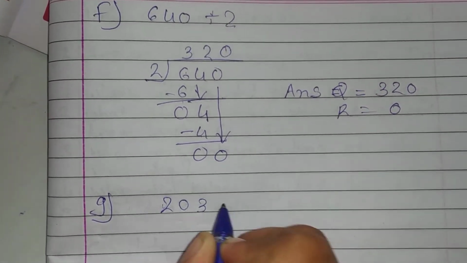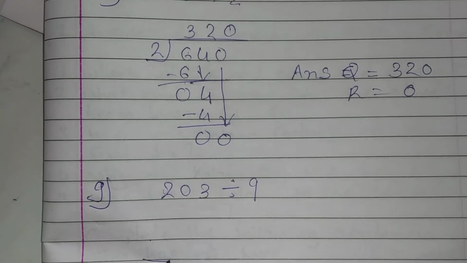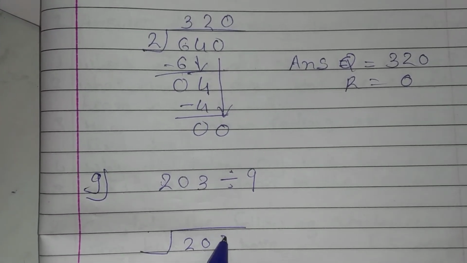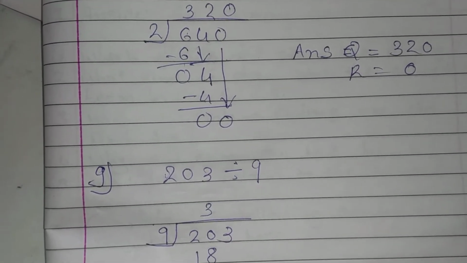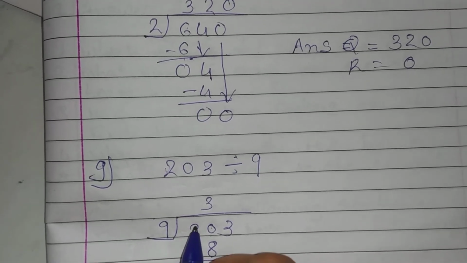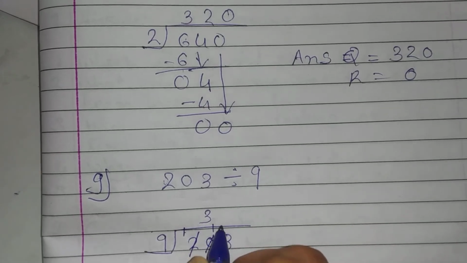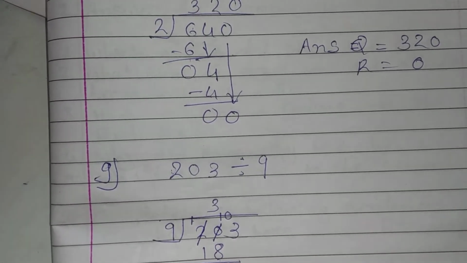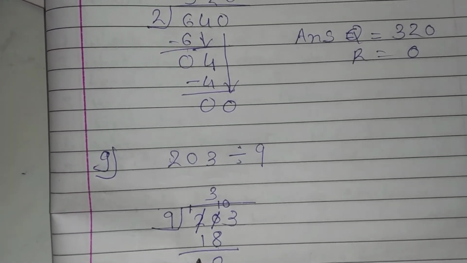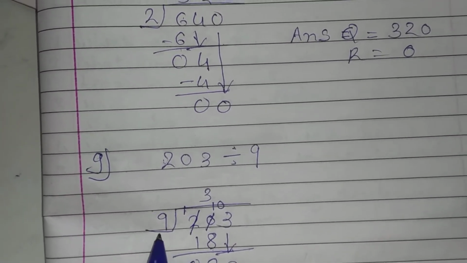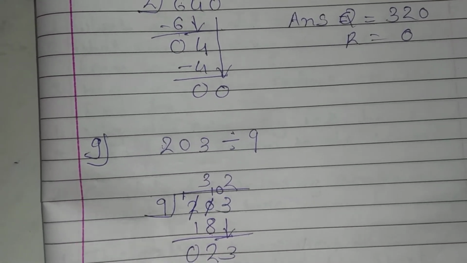203 is there, divided by 9. So we'll start that. 203 divided by 9. 9 threes are 27. 0 minus 7 is not possible. Cut 1, cut 2, write here 1. Cut 0, write here 10. 10 minus 8, 2. 1 minus 1, 0. Bringing down 3. 9 threes are 27 is there. 9 twos are 18.